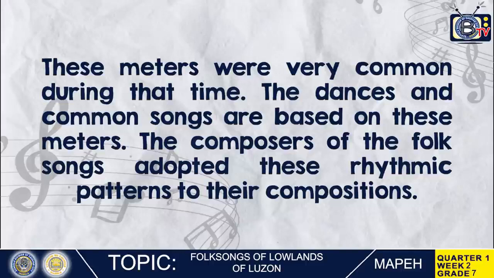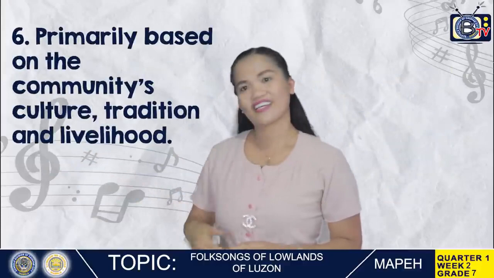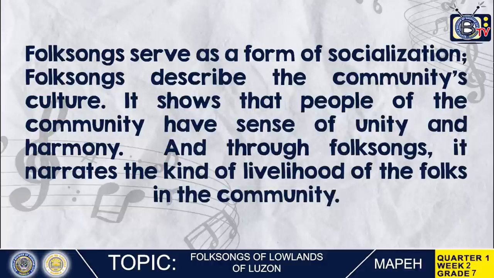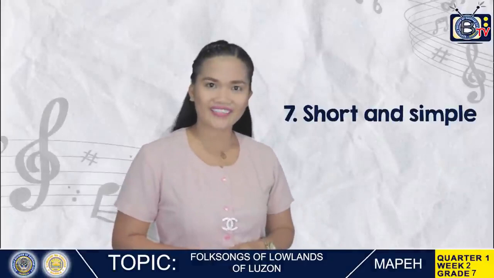Number six, primarily based on communities' culture, tradition, and livelihood. Folk songs serve as a form of socialization. It is one way of connecting people in the community. Folk songs describe the community's culture. It shows that people of the community have a sense of unity and harmony. And through folk songs, it narrates the kind of livelihood of the folks in the community. And number seven, short and simple.